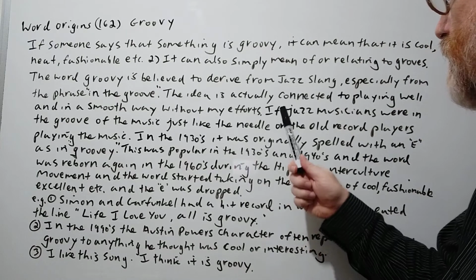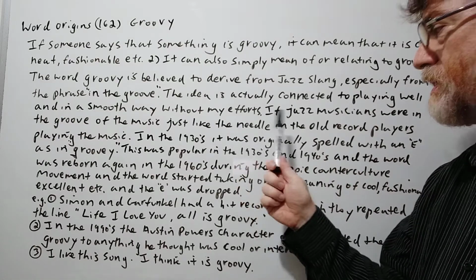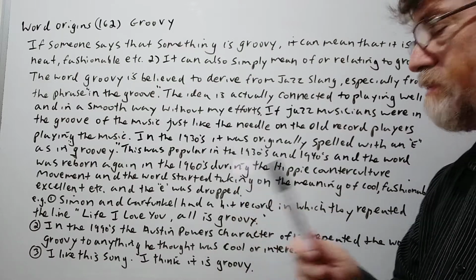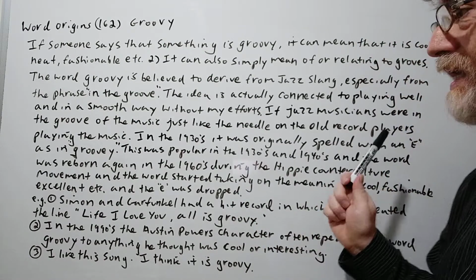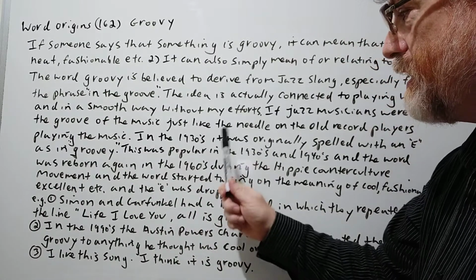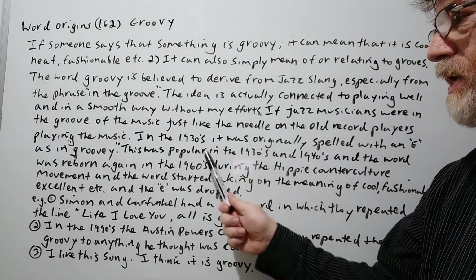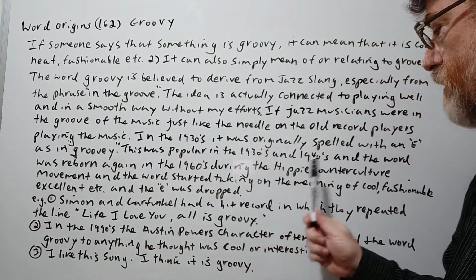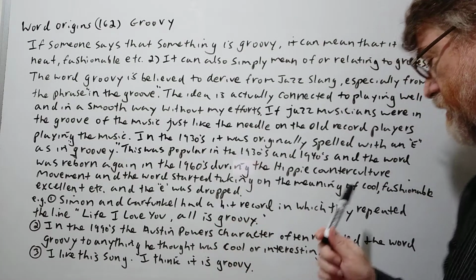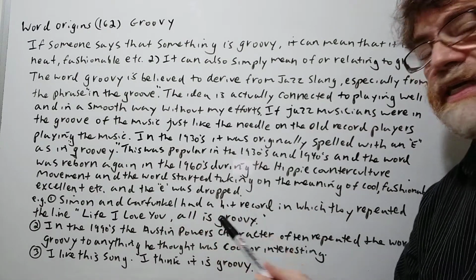Let's continue. Jazz musicians were in the groove of the music, just like the needle on the old record players playing the music. In the 1930s, it was originally spelled with an E, as in groovey, G-R-O-O-V-E-Y. This was popular in the 1930s and in the 1940s, and the word was reborn again in the 1960s during the hippie counterculture movement. And the word started taking on the meaning of cool, fashionable, excellent, etc. And the E was dropped.